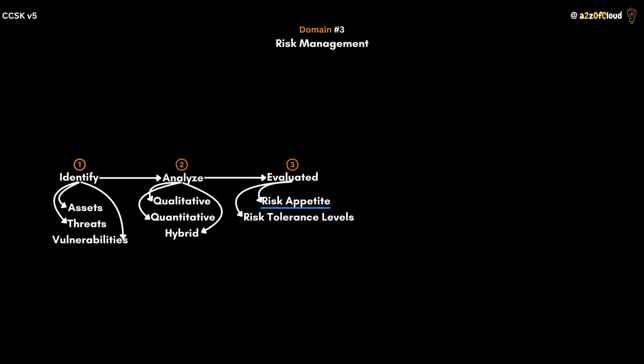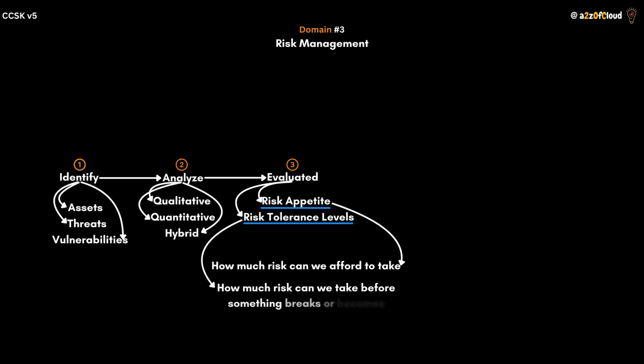Risk appetite is the level of risk that an organization is willing to accept in pursuit of its objectives. It is defined by executive leadership and aligned with business strategy. Risk tolerance is a specific limit or threshold that defines the acceptable level within that appetite.